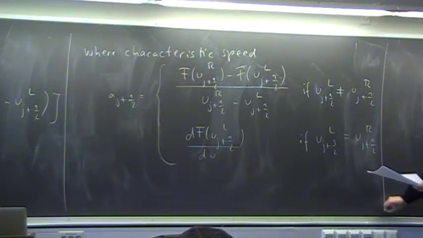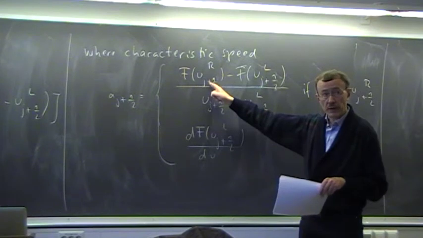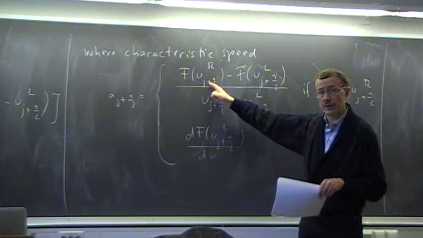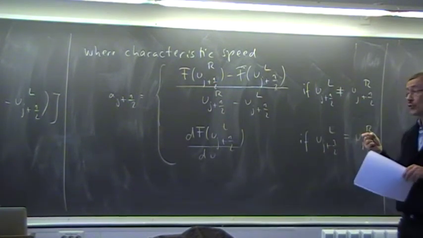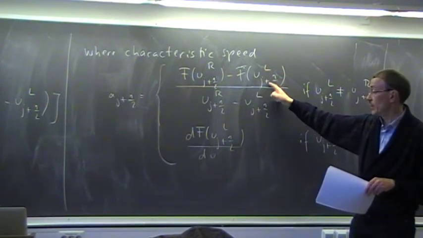And you see again, we are really completely consistent. Everywhere where we had before uj plus 1, we have now the right extrapolated value, uj plus 1/2 right. And everywhere where we had uj, we have now uj plus 1/2 left extrapolated value.